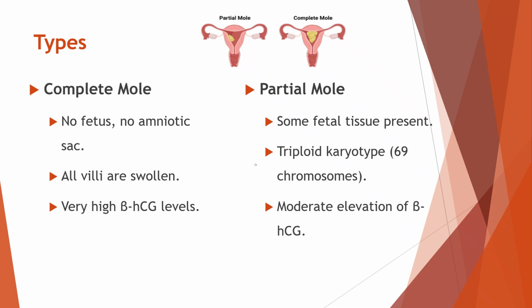In a partial mole, some fetal tissue may be present, but it is usually abnormal and cannot survive. This type occurs due to a triploid karyotype, which means the cells contain 69 chromosomes instead of the normal 46. Only some of the villi are swollen, so the elevation in beta-HCG levels is moderate compared to a complete mole. Partial moles show a mixture of abnormal and normal-looking tissue.